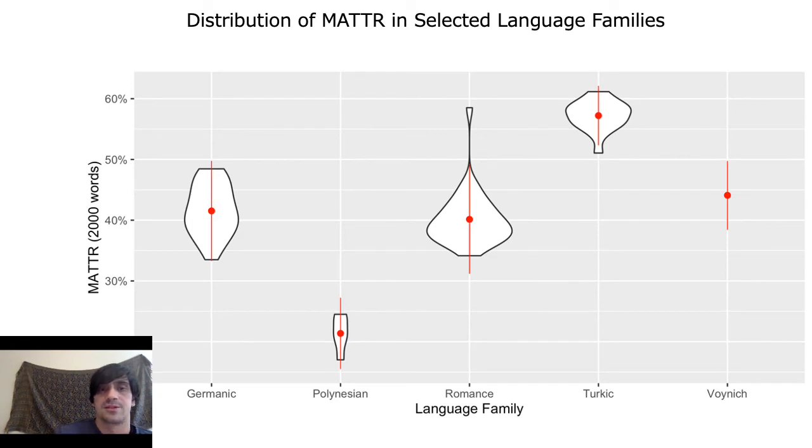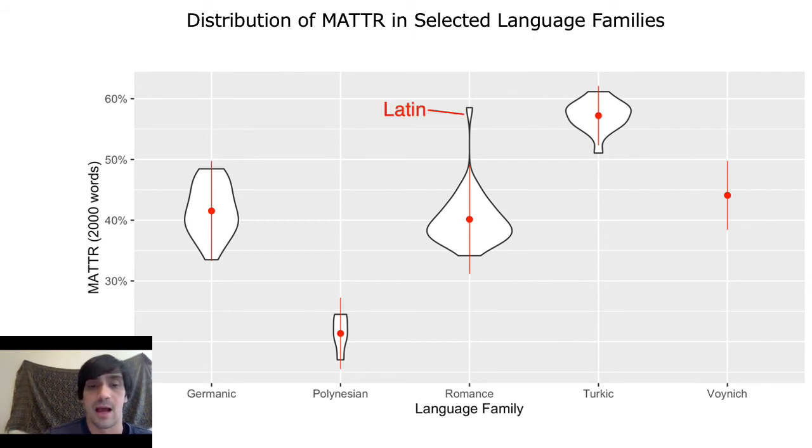Here is a distribution of this statistic in a few selected language families. Note that Germanic and Romance are sort of mid-level morphological complexity. We've taken Polynesian as an example of a more isolating language, or rather language family, and Turkic as an example of a more agglutinating language family with more morphological complexity. So you can see that higher MATTR seems to correlate with more morphological complexity, and Voynich seems to be in the mid-range here.